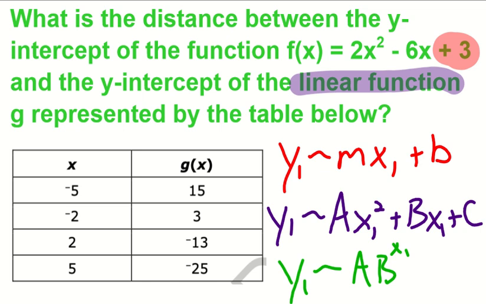And if you put that table in, it would give you the y-intercept. That'd be your b value in the linear function. And then you just subtract to find the difference. Any questions on that?